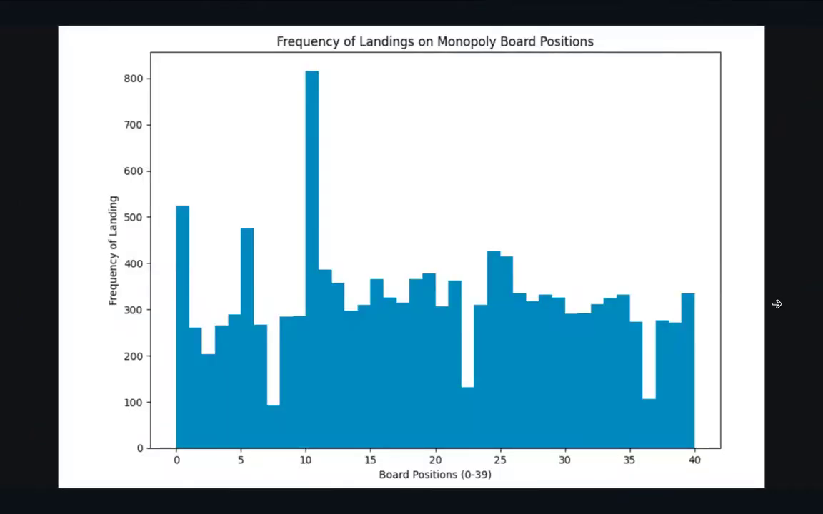Here's the graph the simulation produces. Notice how some squares like jail or squares right after jail are hit more frequently. That's because players are often sent to jail or passing by it after getting out. Orange properties, for example, are commonly landed on and are often a good investment in the real game.